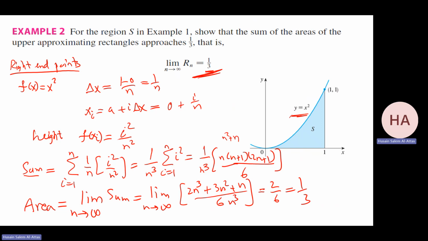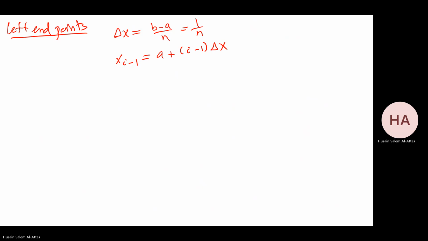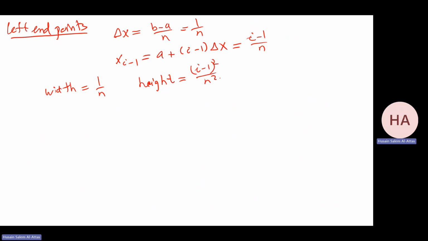If you use the left endpoints, let me do it. Now, what will be delta x? It's b minus a over n, which is 1 over n. x sub i minus 1 I will use, which is a plus i minus 1 times delta x. So the width is 1 over n. The height will be, which is what? a equals 0. So this is i minus 1 over n. The height, which is i minus 1 squared over n squared.